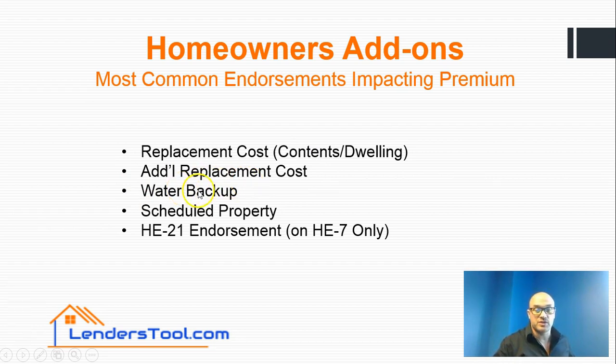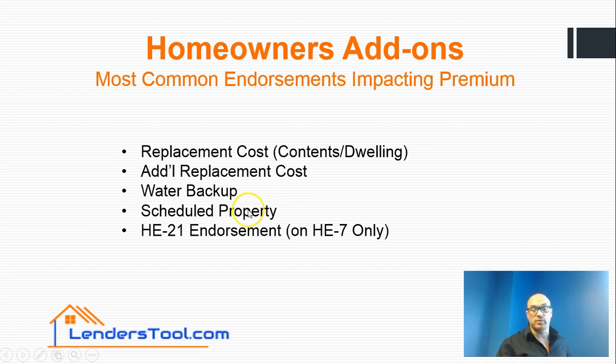Additional replacement cost. Water backup coverage. Additional replacement cost is basically saying 125% or 150% of the guaranteed replacement cost on an HO3. Water backup: if they ever have any of their pipes in their house get clogged and as a result water backs up, overflows, and causes water damage, there's zero coverage unless that's listed on their policy.